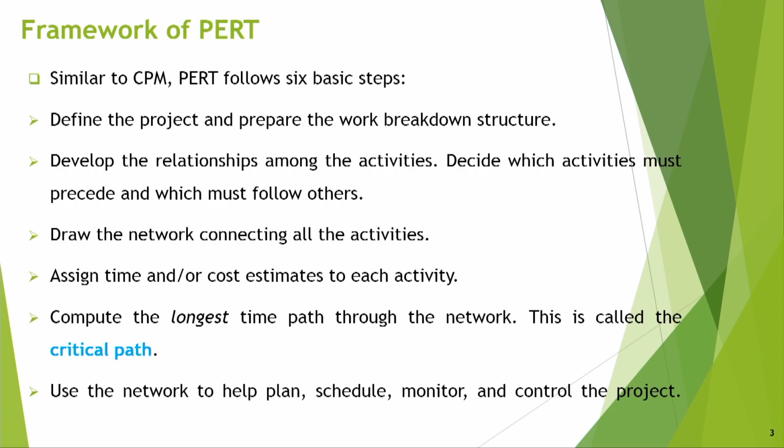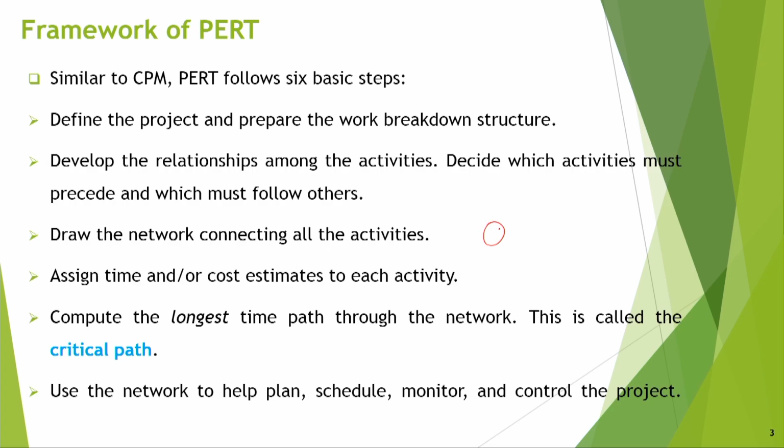Then we have to develop the relationship among the activities, like which activity should be done before which activity. So we have to make a precedence diagram, decide which activities must precede and which must follow others, and then draw the network connecting all the activities. We make a network diagram just like in CPM. A diagram like this, and you can number the nodes also, 1, 2, 3, and 4 can be put here.